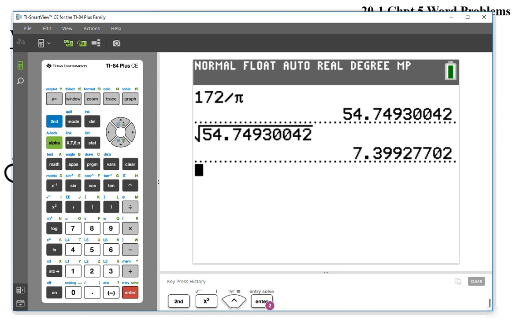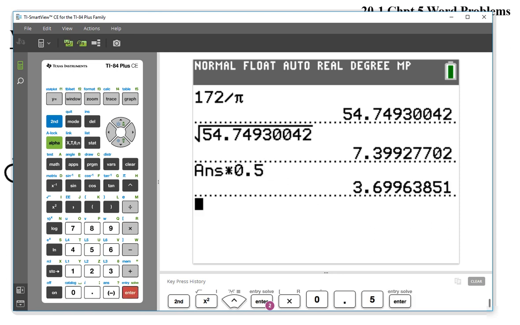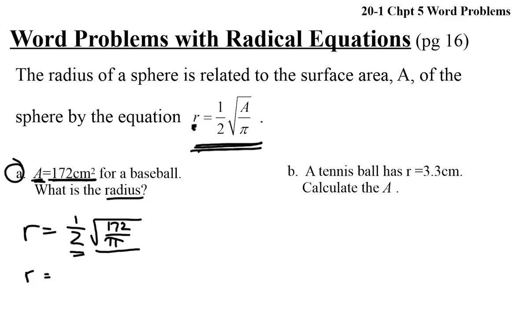Well, the nice thing about 1/2 is it's a terminating decimal, so I'm just going to multiply my answer by 1/2 or 0.5, and we get, based on what the question asks for, rounded to the nearest tenth of a centimeter, 3.699. 9 tells us to round up, so we get a radius of 3 7/10 centimeters. Nice, straightforward word problem with the equation given, and then we can plug it in.